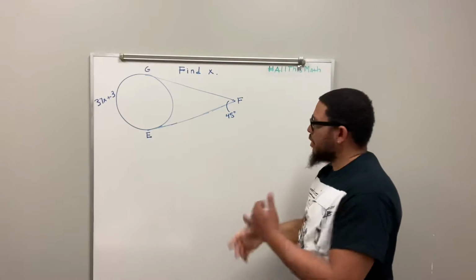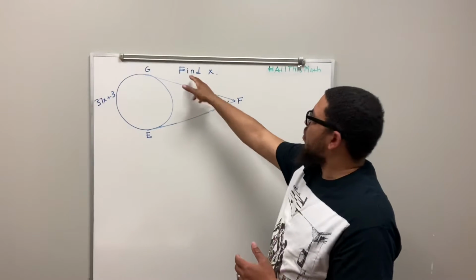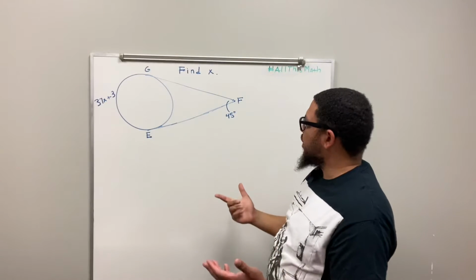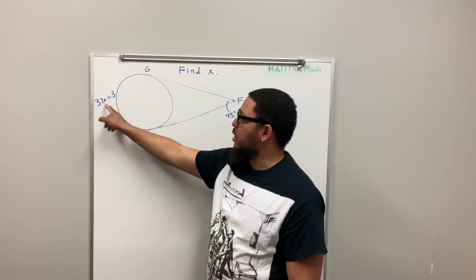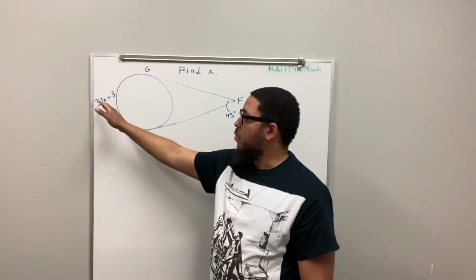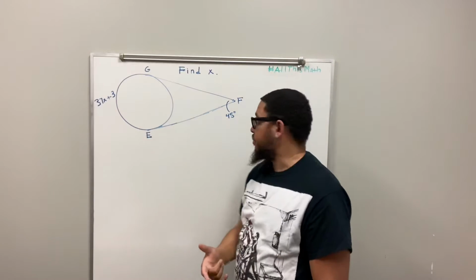Now, let me back up, because I kind of just went in and started talking a whole lot. First off, what are we trying to do? We're trying to find x. And what is x? X is this value right here, where you have 37x plus 3. So that lets us know we're going to create an equation.